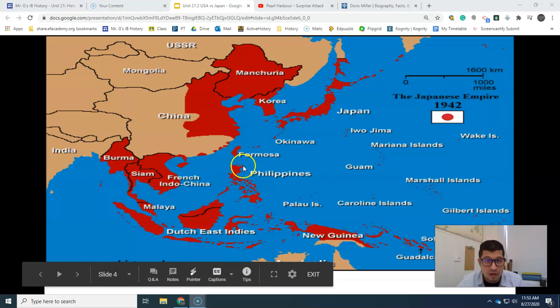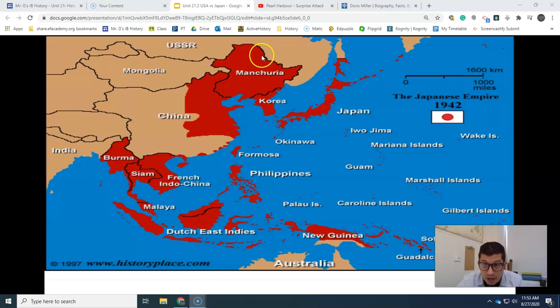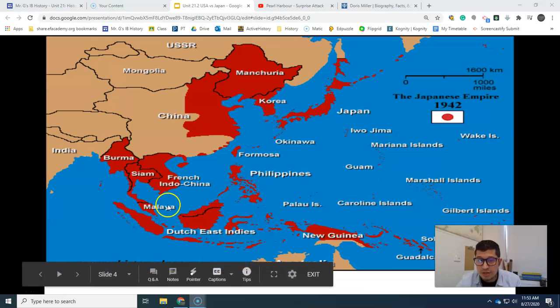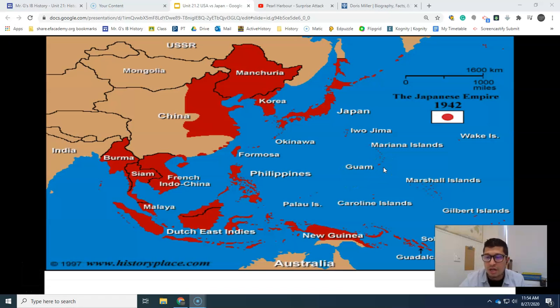This is the Greater East Asia Co-Prosperity Sphere. As you can see, they are very aggressively expanding into the Pacific, into Southeast Asia. Obviously, we know into China. This was scary. This was not what was supposed to be going on in Asia.